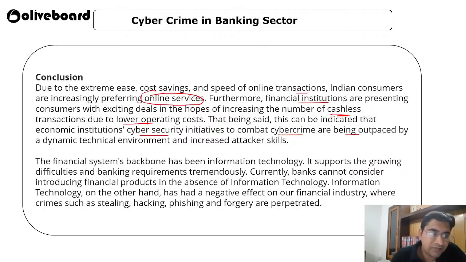The backbone of the financial system has been information technology. It tremendously supports growing banking requirements. Currently, banks cannot consider introducing financial products in the absence of IT. Information technology, on the other hand, also has a negative effect, where crimes such as stealing, hacking, phishing, and forgery are perpetrated. So it is a very balanced conclusion we have given.